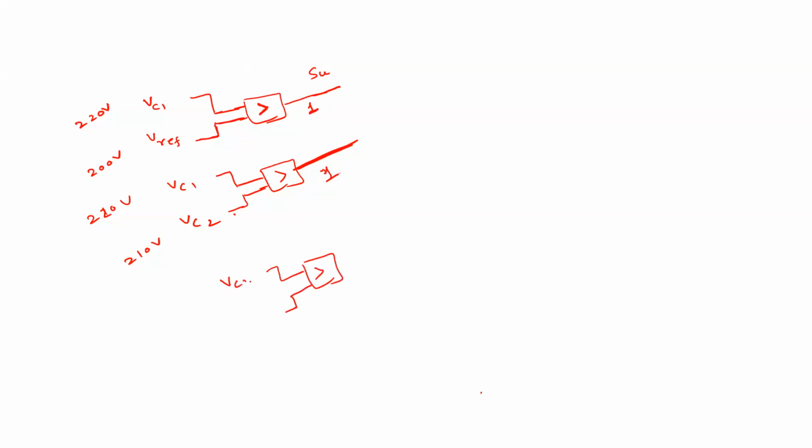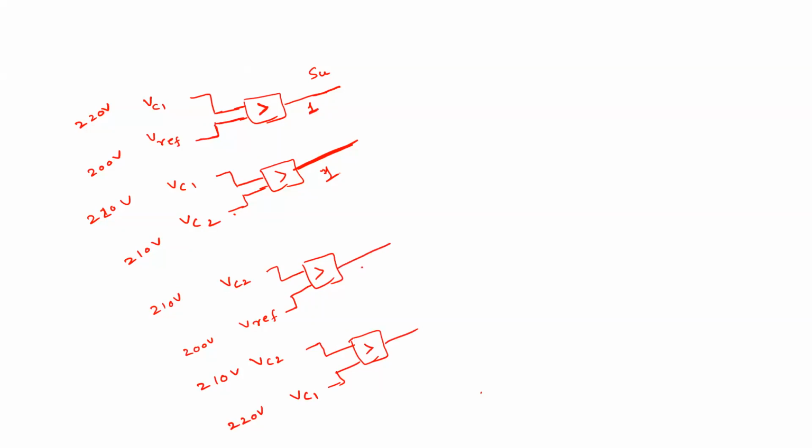so now we have VC2 here, V reference. So this is for the bottom signal. So this is VC2, VC1. We already discussed this is 210 volts. So this is 200 volts and this is 210. This is 220 volts, right?